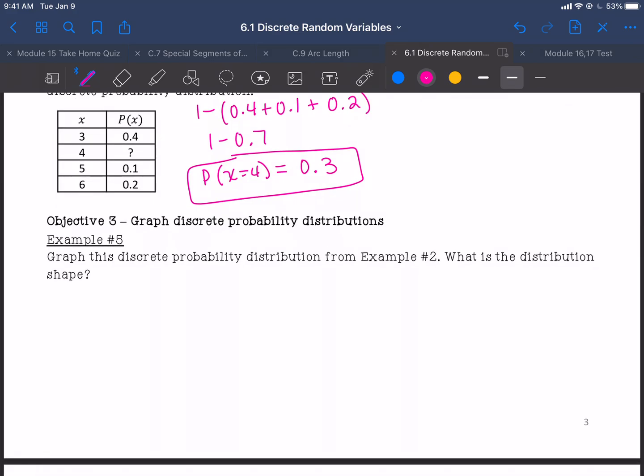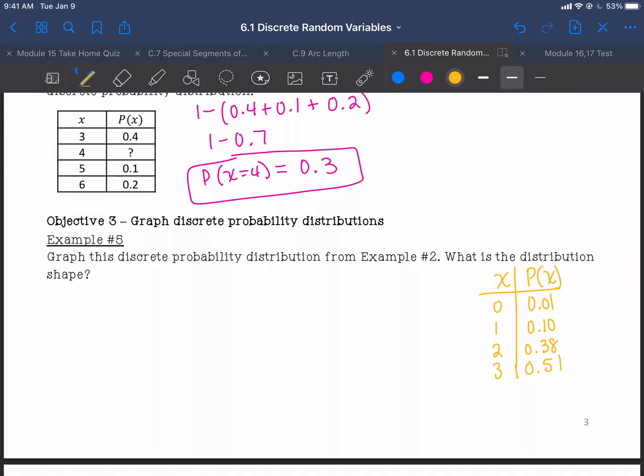Alright, objective 3, graph discrete probability distributions. So we're going to graph the probability distribution from example 2 and then state what the distribution shape is. Example 2 was the free throw one. Just to have that table in front of us so we can refer to it, we had lowercase x being 0, 1, 2, or 3. Our probabilities were 0.01, 0.10, 0.38, and 0.51.